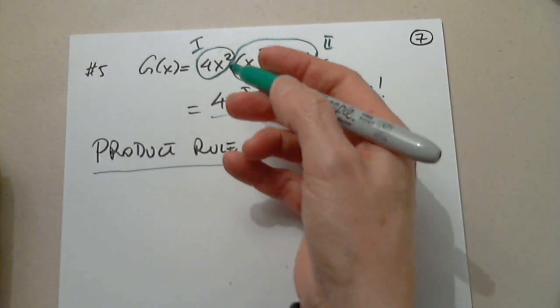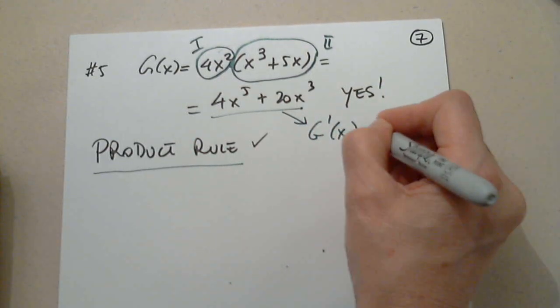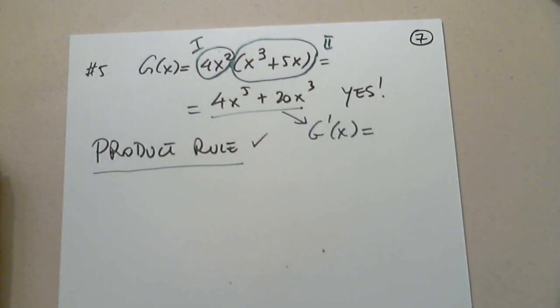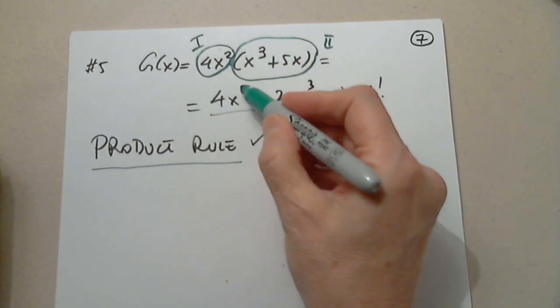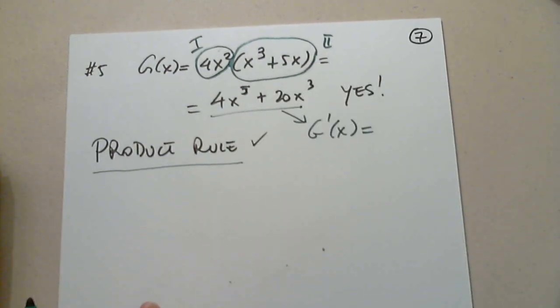So here, let's say if we want to find g prime, can anyone give us g prime so we know what to expect? What is the g prime for this? Anyone would like to help?